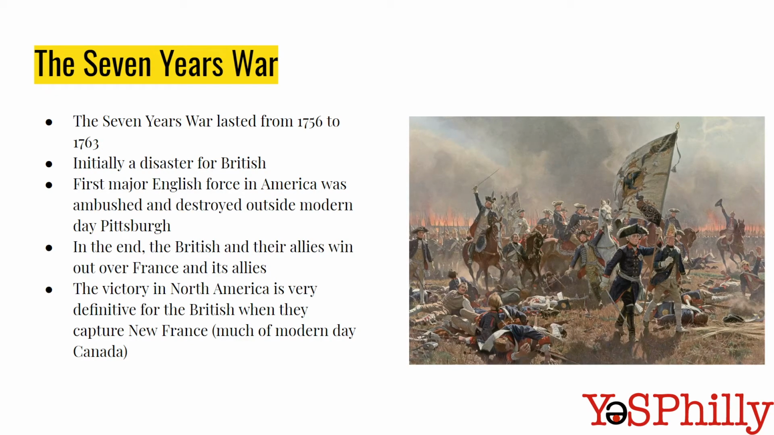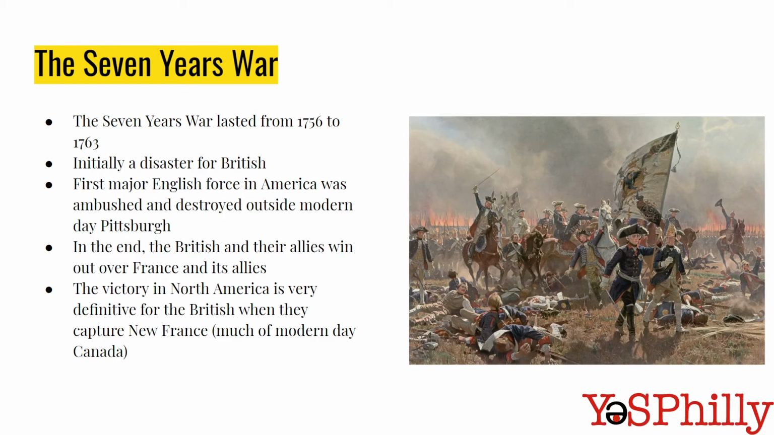The 7 Years' War lasted from 1756 to 1763 and initially was a disaster for the British. The first major English force in America was ambushed and destroyed outside of modern-day Pittsburgh, another thing that involved George Washington. In the end, though, the British and their allies won out over France and its allies. In fact, the victory in North America is very definitive for the British when they capture New France, which is much of modern-day Canada.